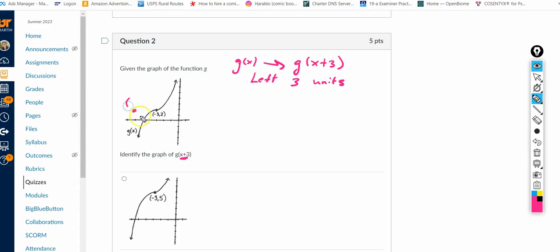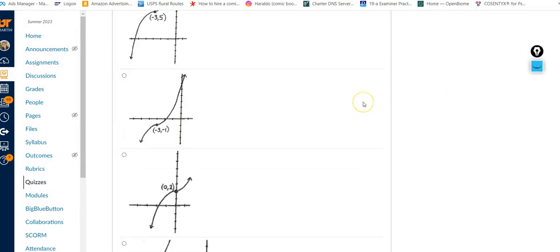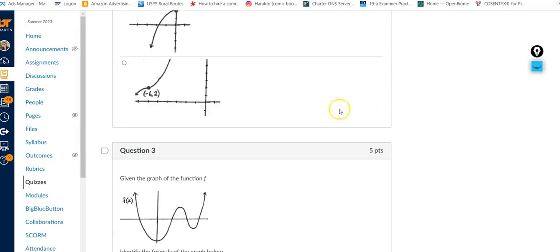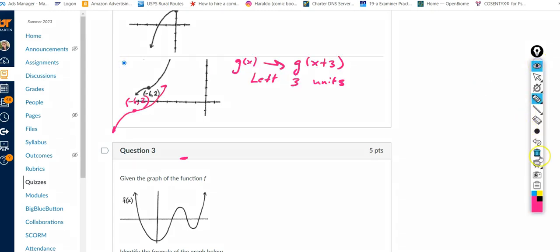And so my new reference point, the x coordinate will be, I'll subtract 3 from that, so it'll be -6, and the y coordinate doesn't change because I'm just doing a left shift. So I'm looking for the selection that has as its reference point -6, 2. And there it is. Okay, so let me clear out that. All right, with this next one.